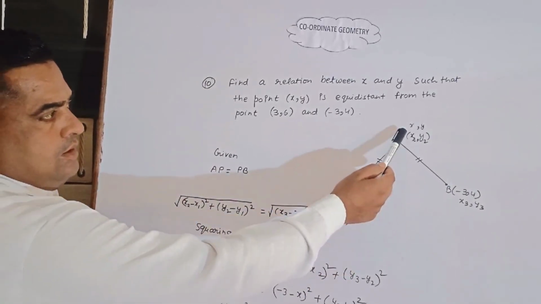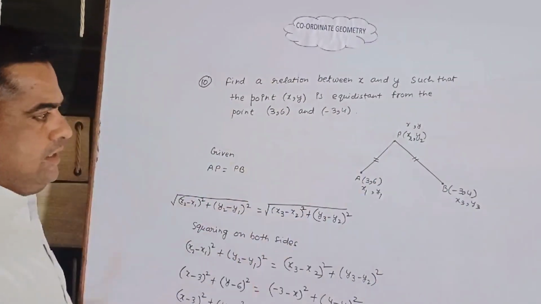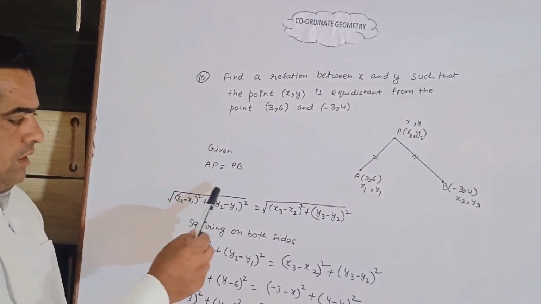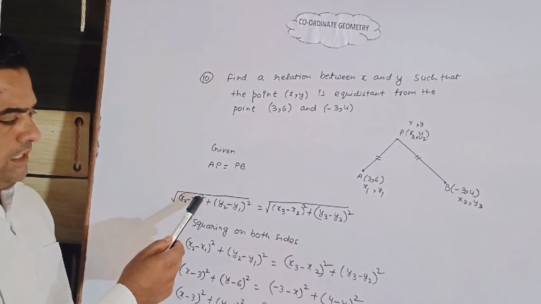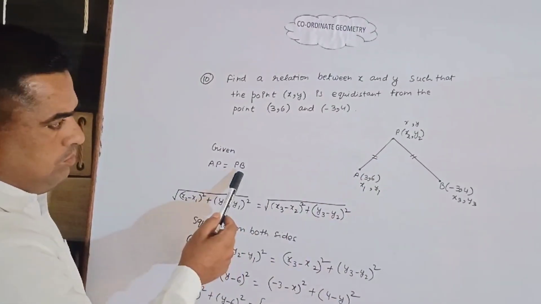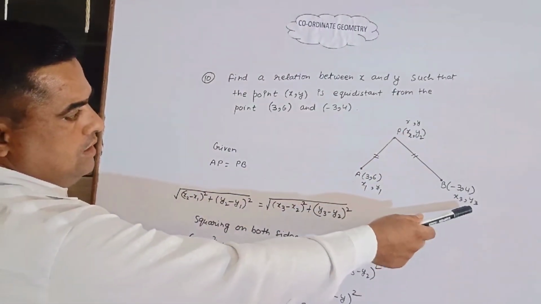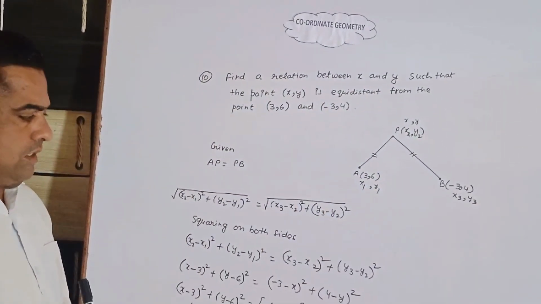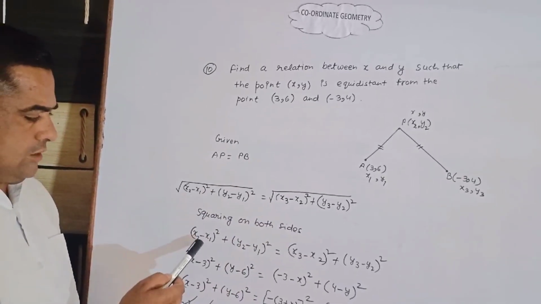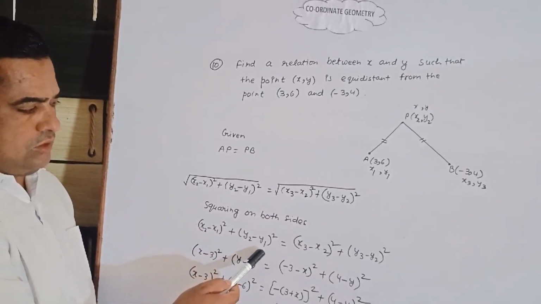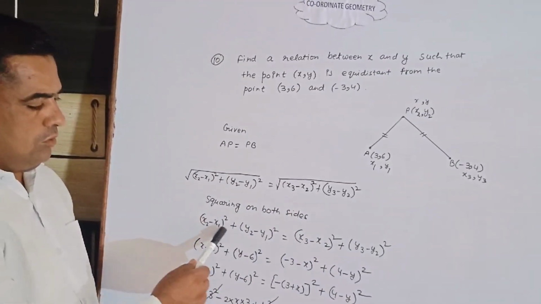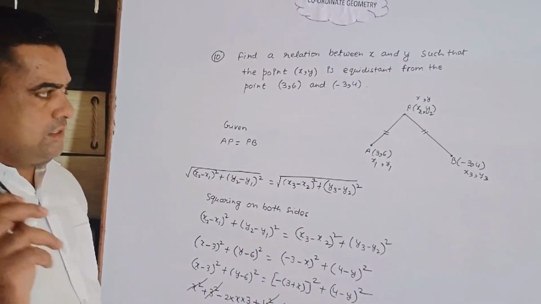This is x1 y1, this is x2 y2, and this is x3 y3. We will use the distance formula. In place of AP, we are using the square root of x2 minus x1 whole square plus y2 minus y1 whole square. And in place of this distance BP, we can put x3 minus x2 whole square plus y3 minus y2 whole square. Now we have square root on both the sides. Squaring on both the sides, we will get x2 minus x1 whole square plus y2 minus y1 whole square equals x3 minus x2 whole square plus y3 minus y2 whole square. Now we will put all the values of x1, y1, x2, y2 and x3, y3.